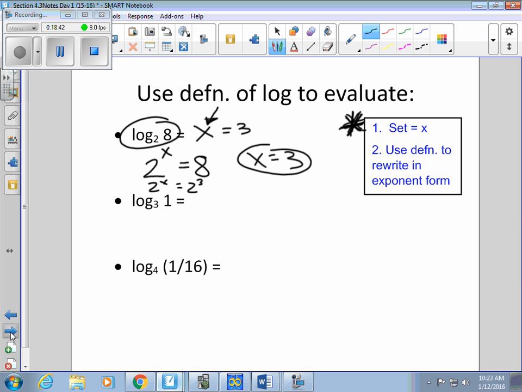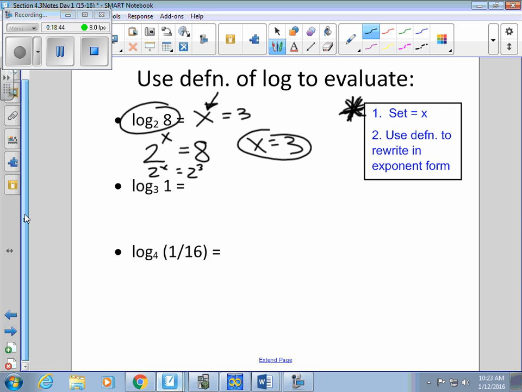Okay? All right, so the next one down, log to the base 3 of 1. Set things equal to x. Now utilize your definition and rewrite it in exponent form. Our base is 3. Our x becomes our power, equals 1. Yep, x has to be 0. So this log to the base 3 of 1 really equals 0. I'd rather see 0 on my paper than log to the base 3 of 1, right? But they represent the same thing.